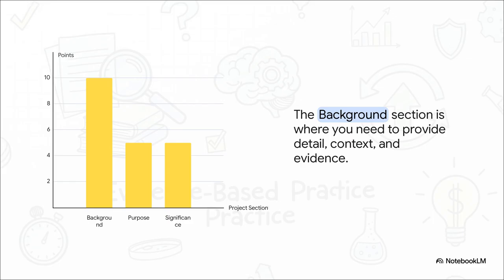Just look at this. The background section is worth 10 points. That's just as much as your entire PICO question. This is where you really need to dig in with details, context, and evidence. The purpose and significance sections are super important, yeah, but they're a bit more concise. The real heavy lifting is going to happen in that background.